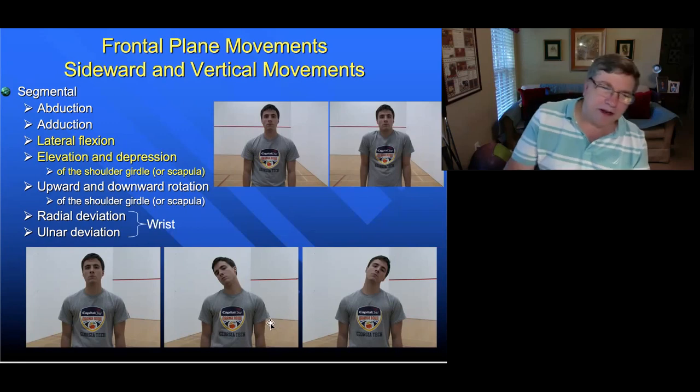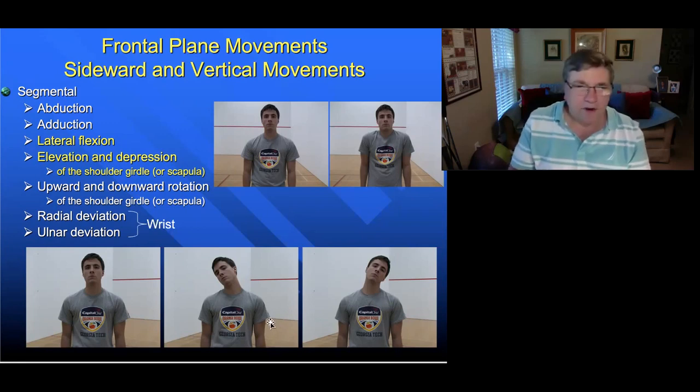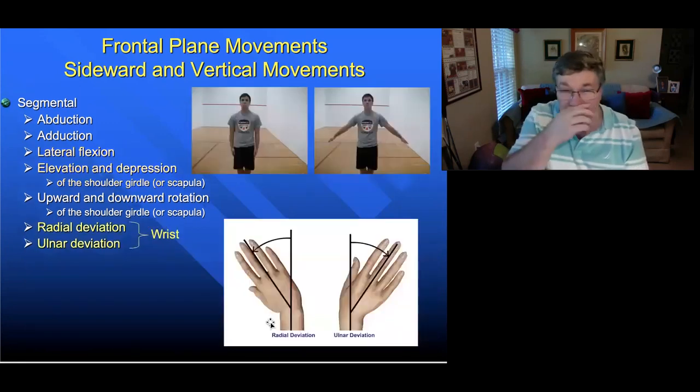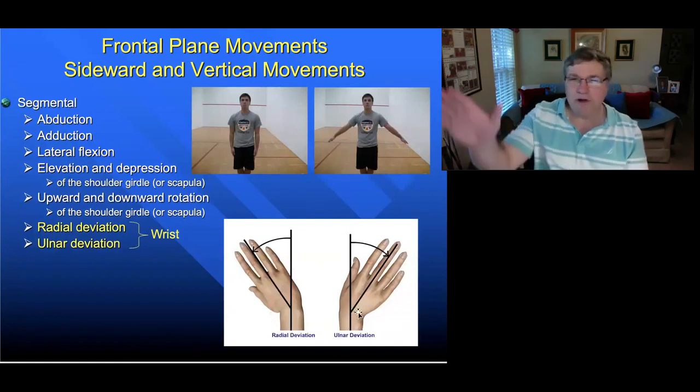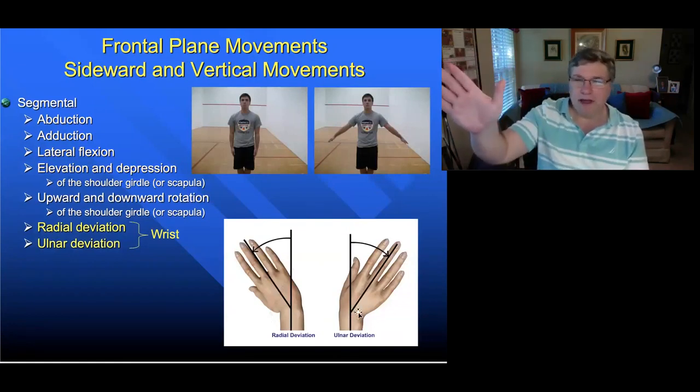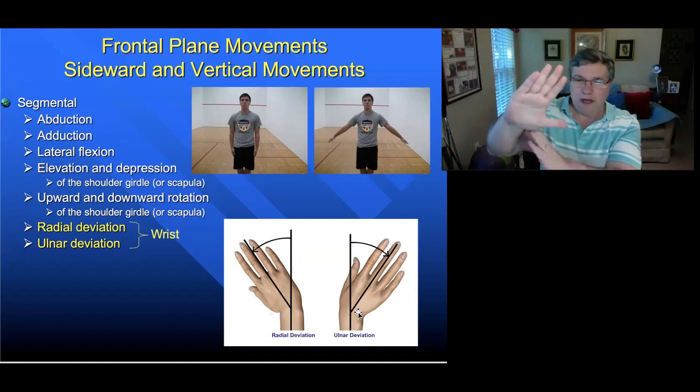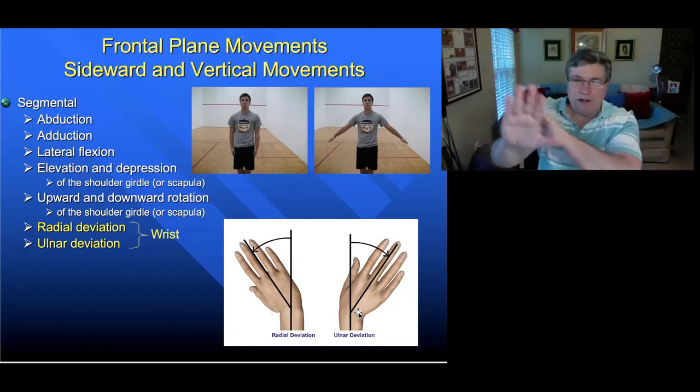Here's left and right lateral flexion of the neck, and in the torso, we can have left and right lateral flexion as well. At the wrist joint, we talked about radial and ulnar deviation. When the thumb points inward, that's radial deviation. Radius is on the inside, the ulna is on the outside.